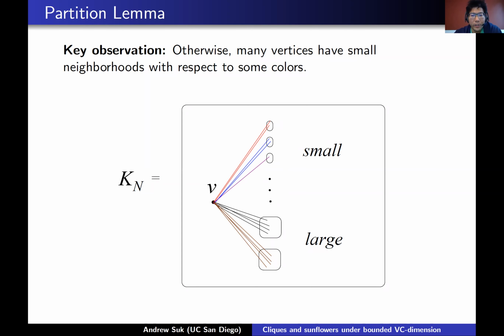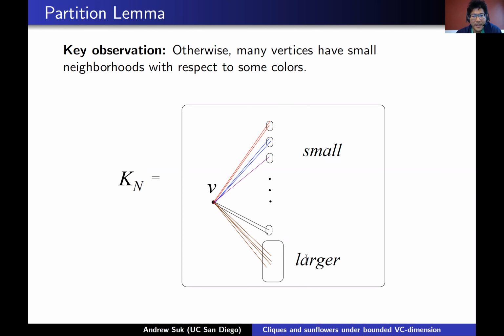And so now what you can do is basically iterate this argument. After you iterate this argument, either you found your monochromatic triangle, or you can conclude that there are even more small neighborhoods with respect to each vertex. And that means that these neighborhoods down here are actually even larger.